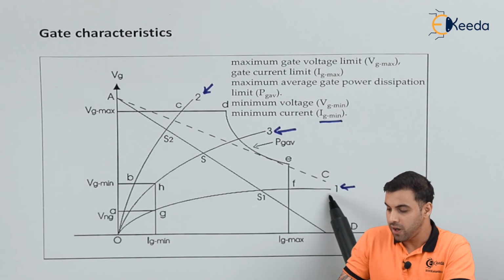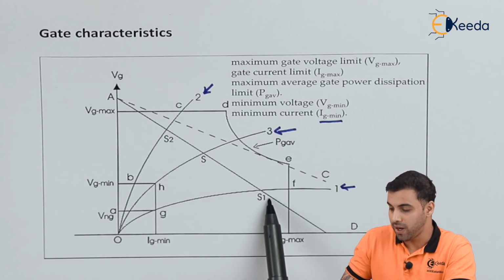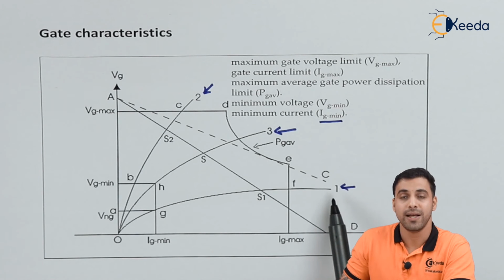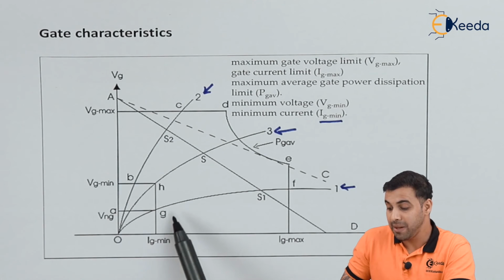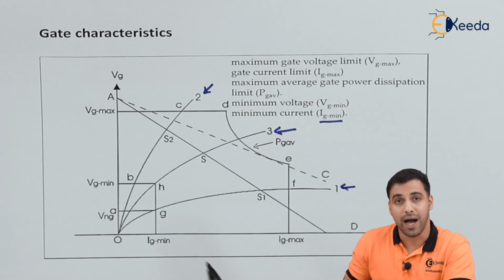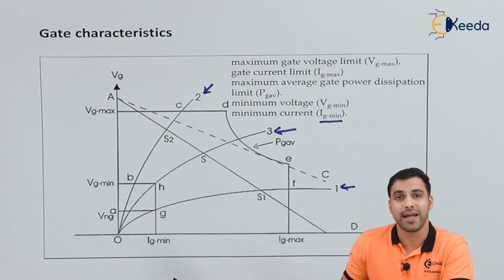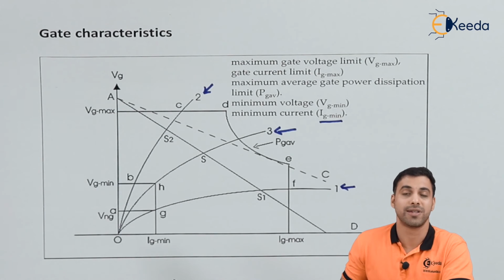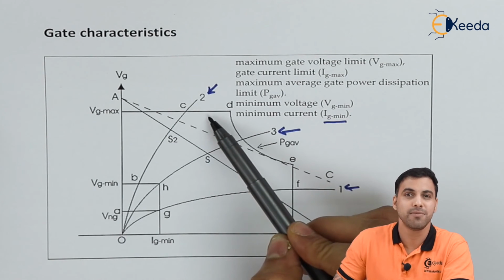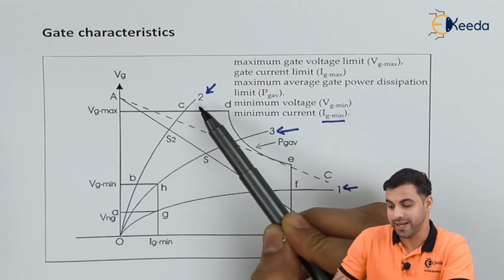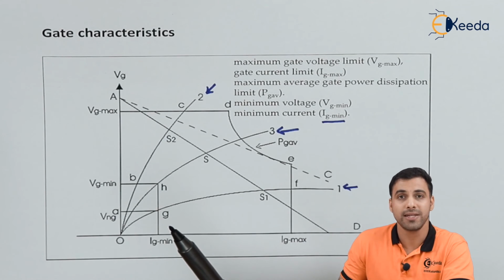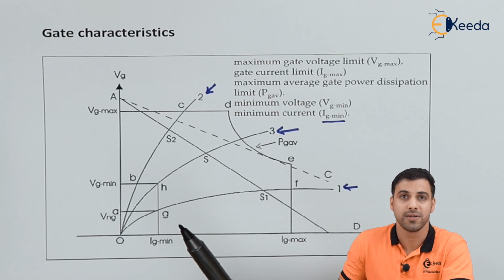Now, if we talk about curve 1 and curve 2, curve 1 shows the minimum gate current and the minimum gate voltage that should be applied to the thyristor, so that after that threshold, the thyristor starts conducting, or starts allowing the flow of electric current through it. Curve 2 shows us the maximum gate current and the maximum gate voltage that can be applied across the gate terminal of a thyristor, so that the thyristor does not get damaged.